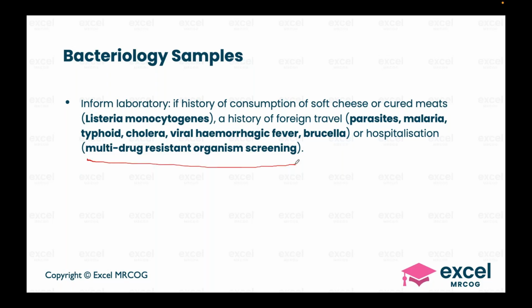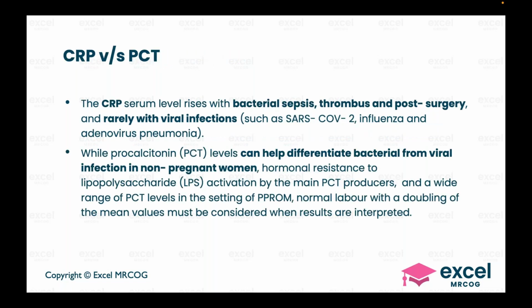So you need to look at all of these factors and inform the laboratory, and this is important for us for answering our questions. Okay. What is the difference between procalcitonin and C-reactive protein? Remember, C-reactive protein is high in bacterial sepsis. Typically, you will be given a station in the part 3 exam where they would give you this C-reactive protein value, which is high. You need to suspect sepsis, but it is not specific.